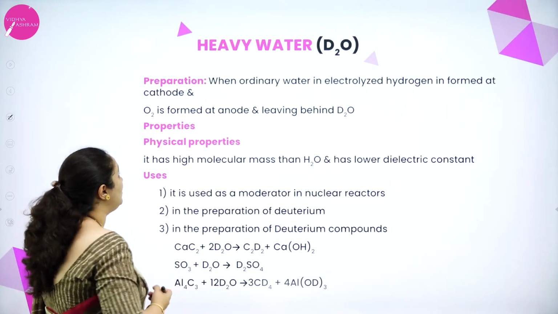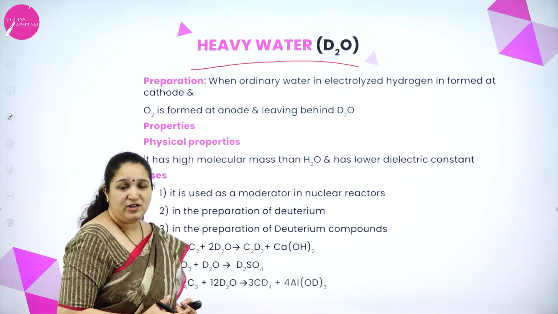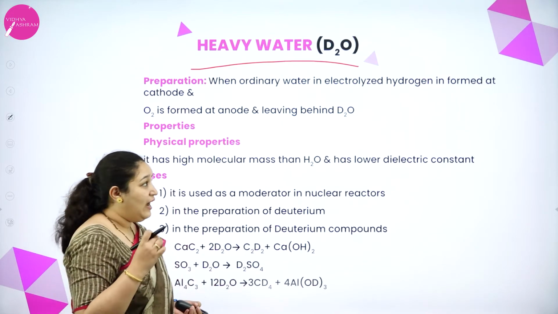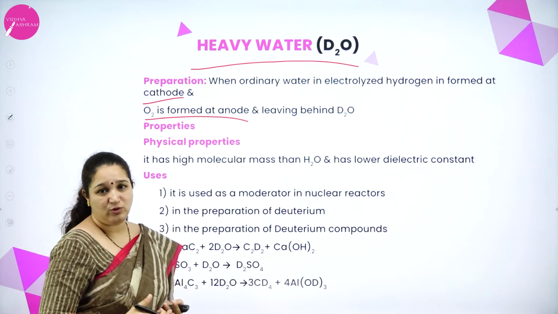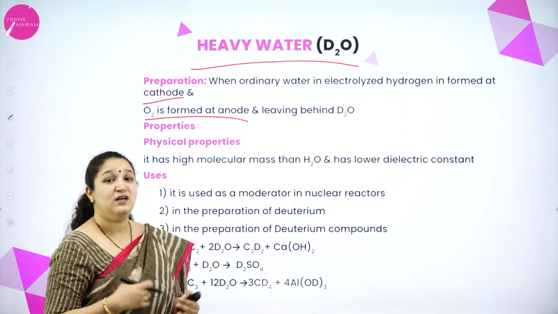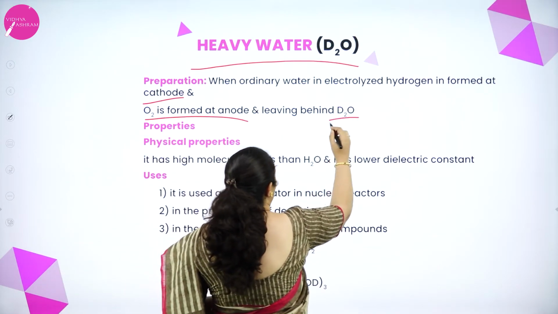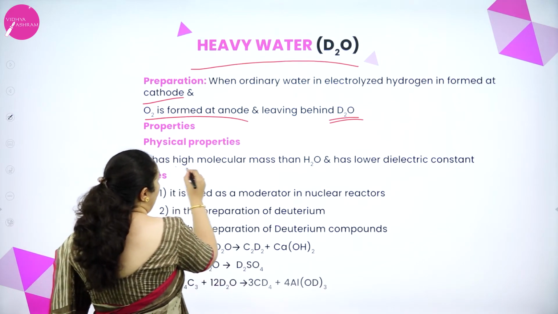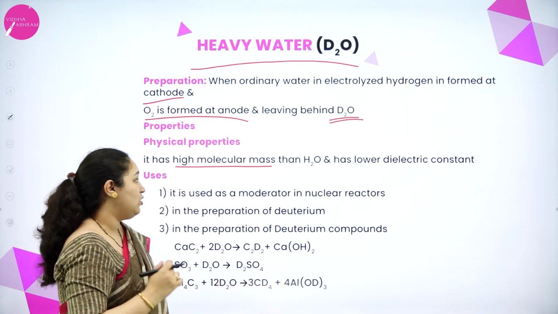Next, we have heavy water. Heavy water is called D2O. Continuously, if we electrolyze water, we will get hydrogen gas at the cathode and oxygen is formed at the anode. But what remains behind is heavy water. That is when continuous electrolysis is happening, and heavy water has the formula D2O. What are the physical properties? Of course, high molecular mass compared to that of water, and it has a low dielectric constant.